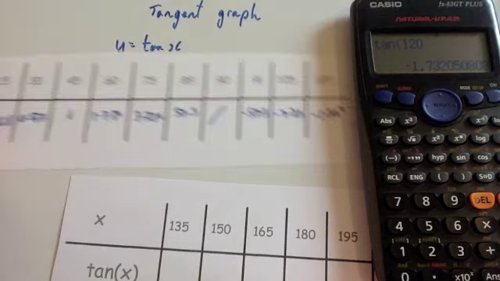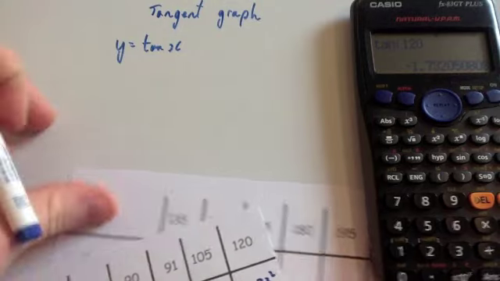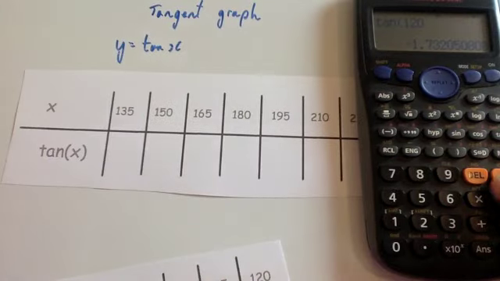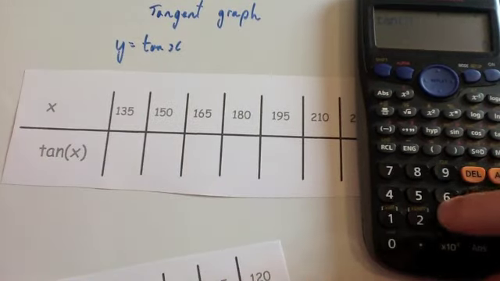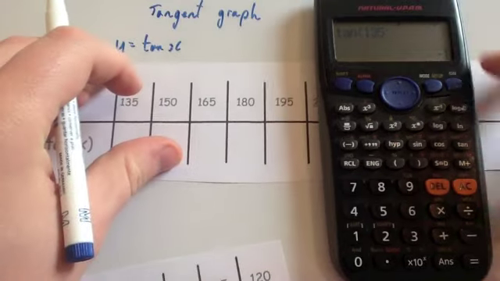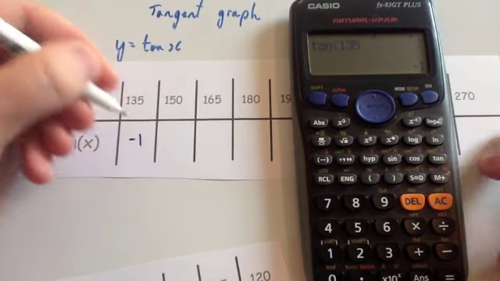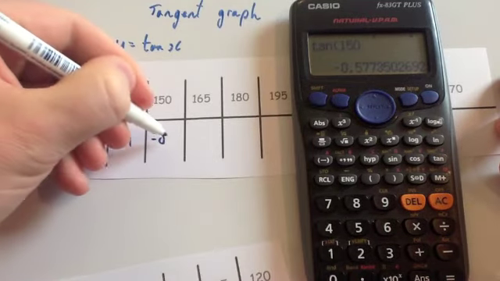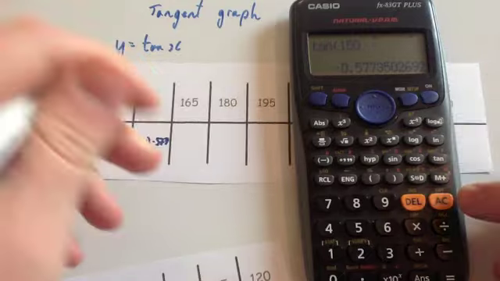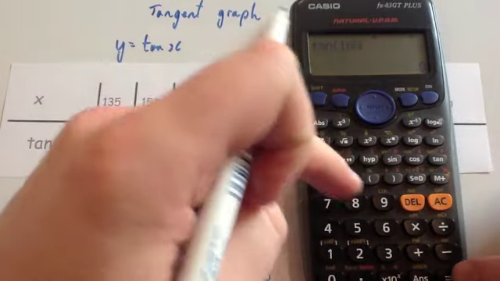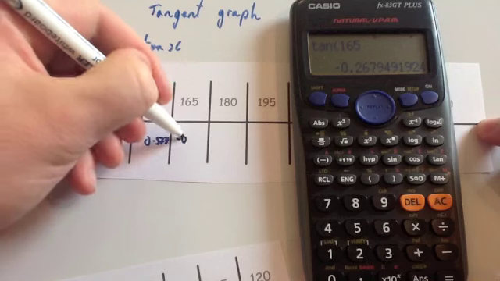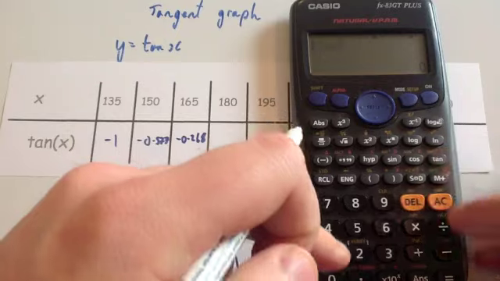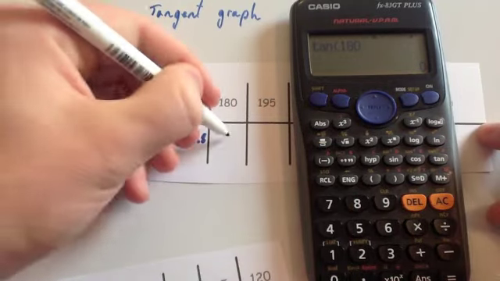Okay, so we've worked out those values. Let's then work out the next lot. The tan of 135 degrees is equal to minus 1. The tan of 150 degrees equals minus 0.577. The tan of 165 degrees is equal to minus 0.268. The tan of 180 degrees is equal to 0.